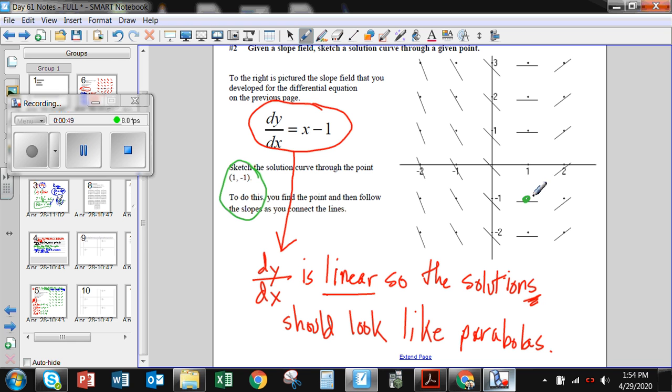And it looks like I'm going to somehow go through there and go through there. Notice this is asking us to sketch the solution curve. It doesn't have to be exact. Maybe it was supposed to go a little bit further over that side, maybe a little bit wider there, and that's okay. We're just getting an idea, but I know there should be an infinite number of these parabolas, and that's the one that goes through this point.